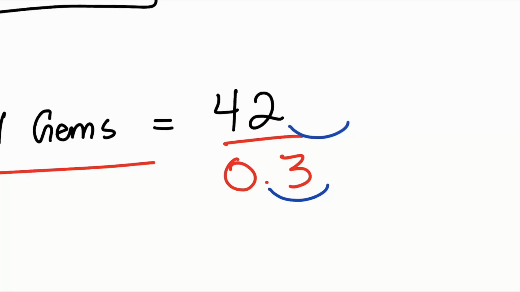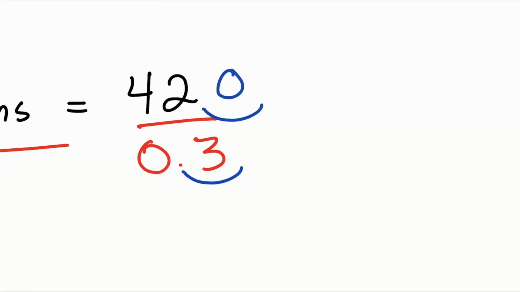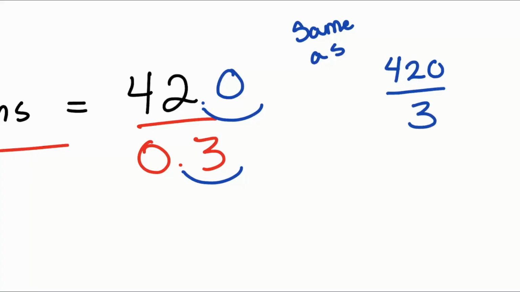And again, everybody, pop quiz. What do we put in that blank space? That's going to be 0. So with that, everybody, we have 42 divided by 0.3. It is the same as 420 divided by 3. Now this becomes so much more doable.